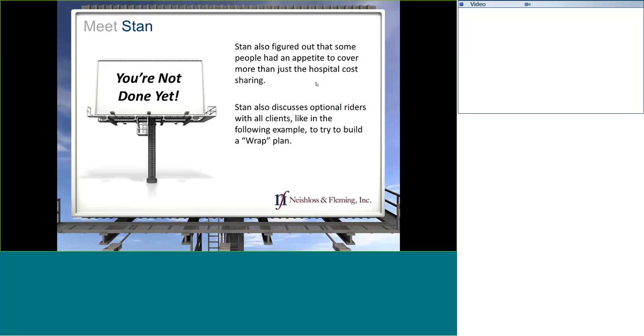Here's the thing, you're also not done yet. You would establish the need for the hospital plan, and Stan had also determined that some of his consumers, aside from just covering that hospital benefit, sometimes had the appetite to maybe cover some more of those items, like we had talked about, those flexible benefit riders.